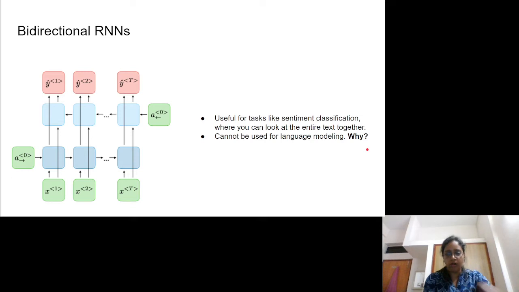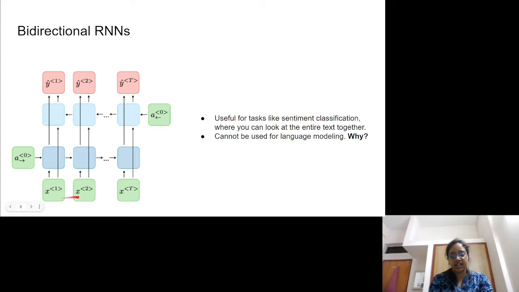These kinds of things are useful in sentiment classification sort of tasks, where you have a piece of text and, based on that piece of text, you are classifying something. So you can use bidirectional RNNs as and when you require, but they cannot be used for tasks like language modeling, because language modeling means that you are learning how to generate a sentence.